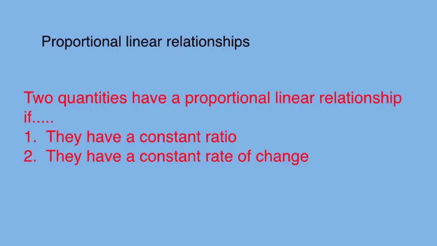Okay, on the other side of your handout, we're going to talk about proportional linear relationships. So we need to set up a definition for this. In the key concept box, if you want to highlight or underline the definition: 2 quantities, A and B, have a proportional linear relationship if they have a constant ratio and a constant rate of change. So we're looking for 2 things here. They have a constant ratio and they have a constant rate of change.